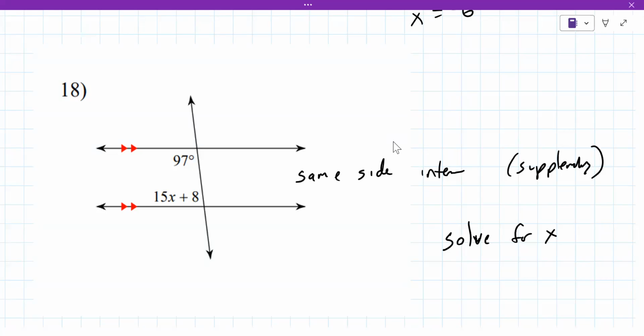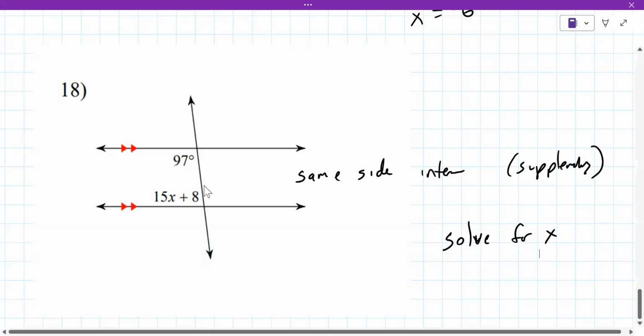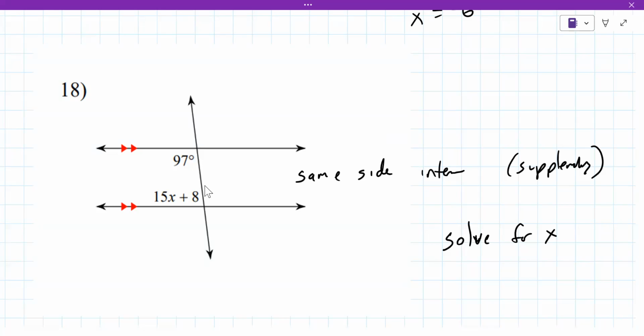Does it all go on one side and then the 180 on the other? Yes, exactly. Oh, I think I got it. Hold on. 97.